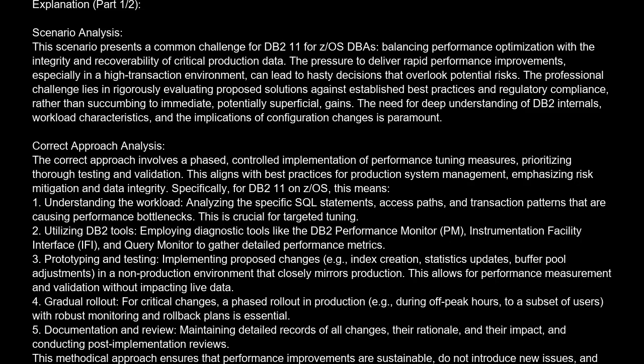The correct answer is D. Immediately implement the proposed tuning parameters and index recommendations across all critical tables to address the urgent performance issues, as the white paper is a reputable source.